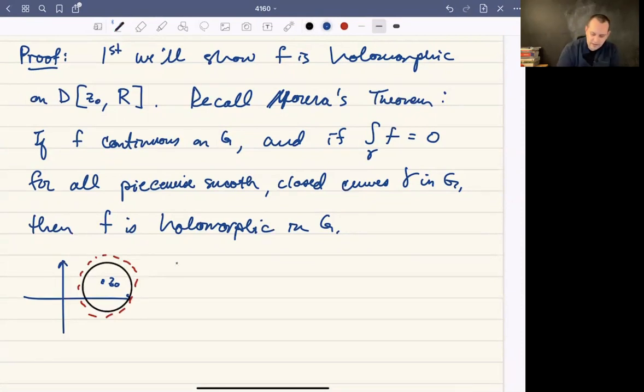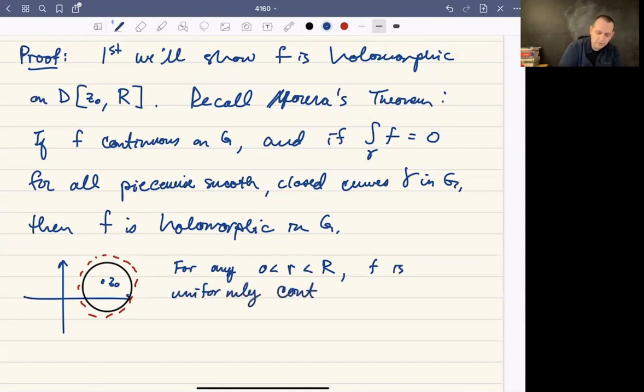Okay. So notice that for any value, let's call it little r, that's less than big R, f is uniformly continuous, uniformly convergent, I'm sorry.